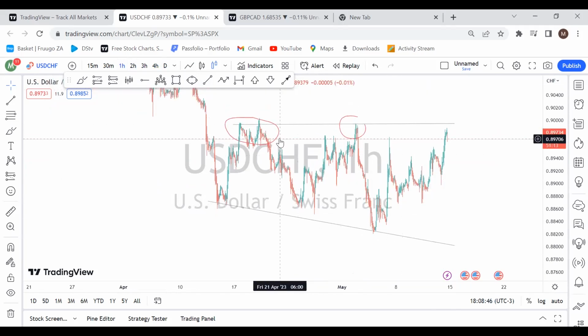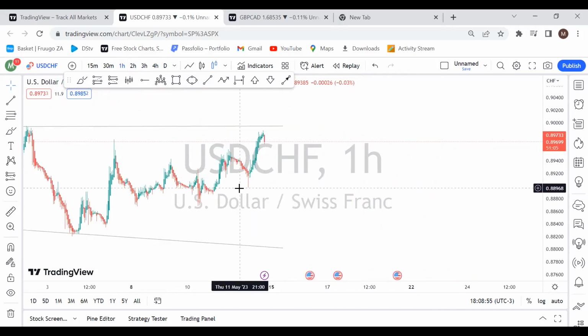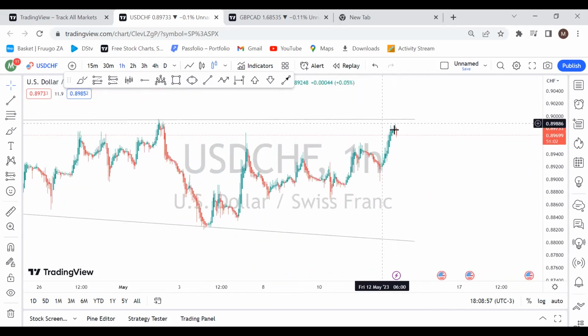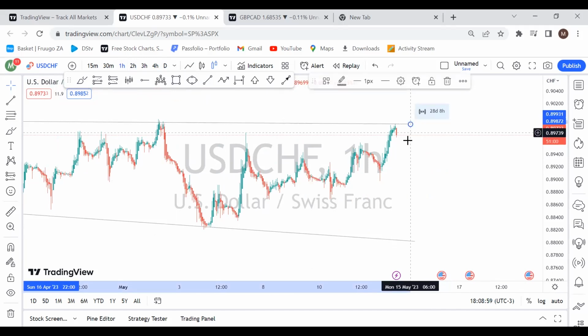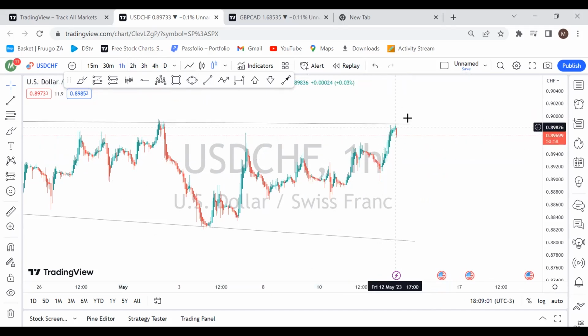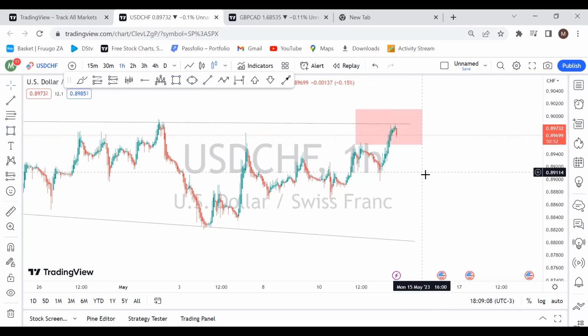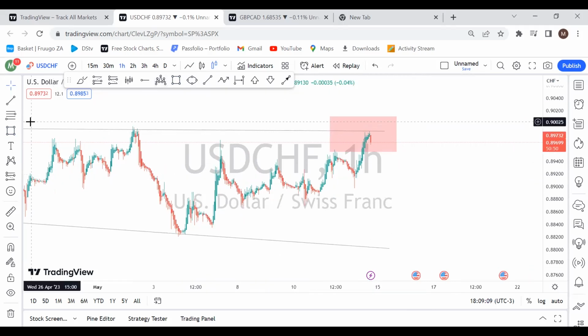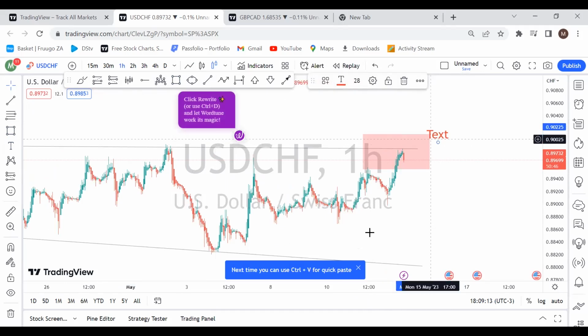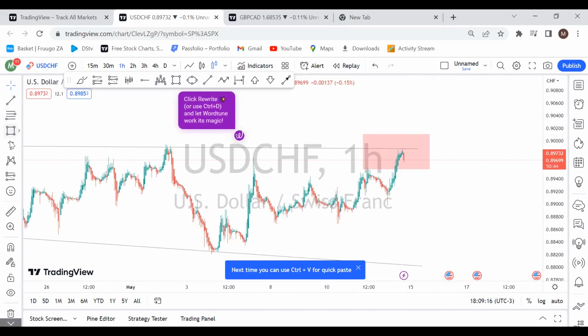So I'm just gonna remove these to make everything look clean, right? So we need to focus on how the price is getting to the third touch right here. So I'm just gonna put a zone for you to literally see that this is the third touch, right?